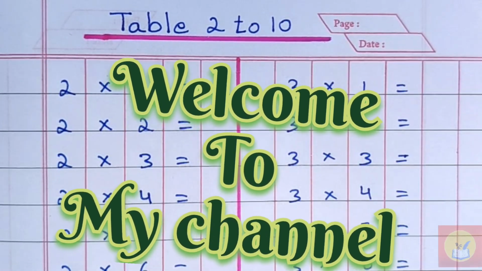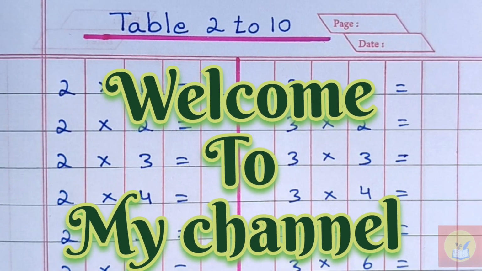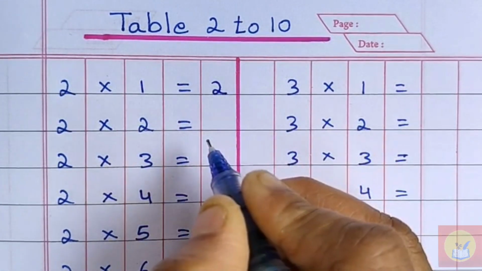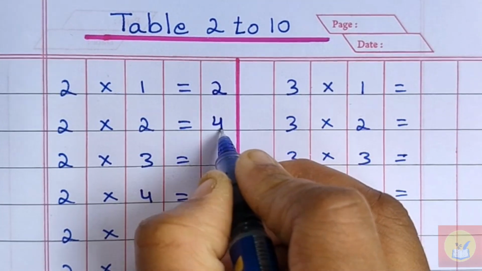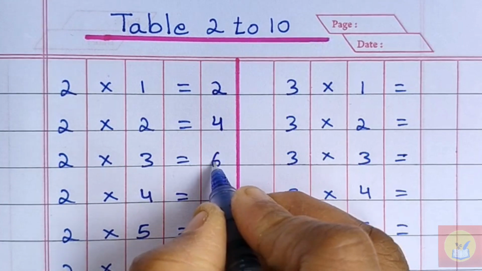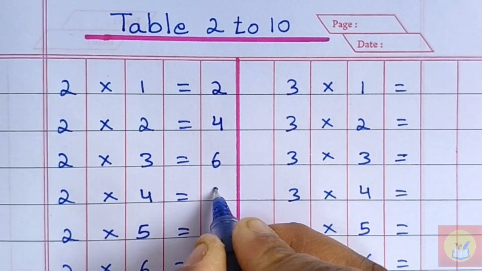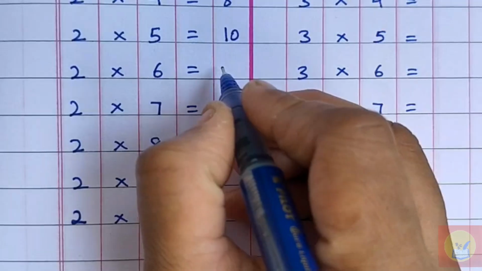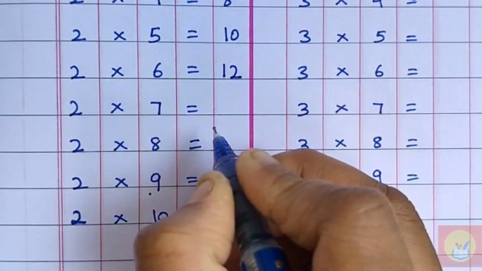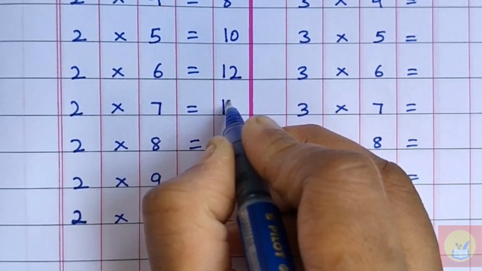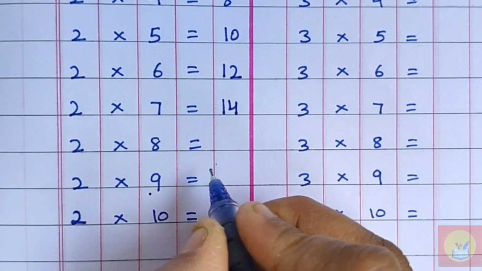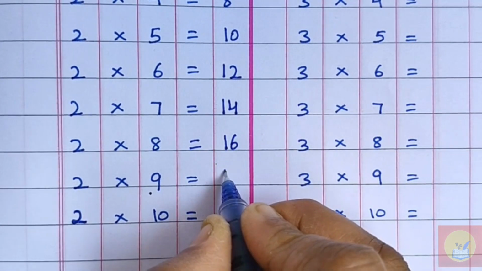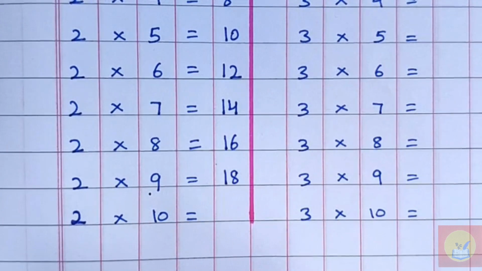Today we are going to write table 2 to 10. 2 ones are 2, 2 twos are 4, 2 threes are 6, 2 fours are 8, 2 fives are 10, 2 sixes are 12, 2 sevens are 14, 2 eights are 16, 2 nines are 18, 2 tens are 20.